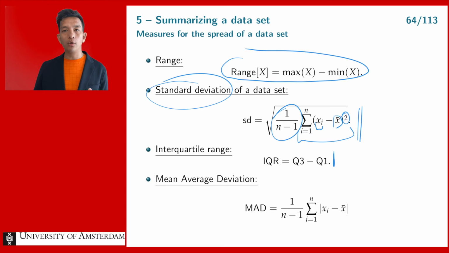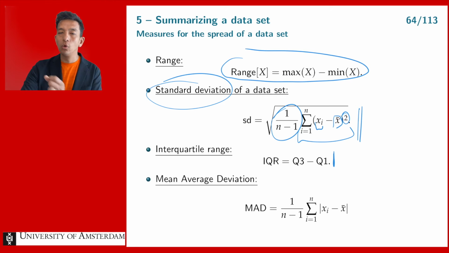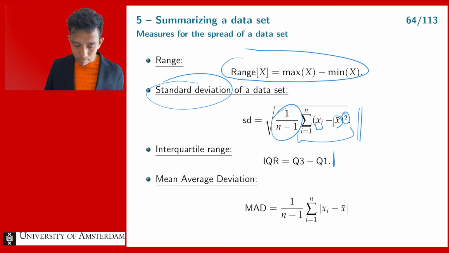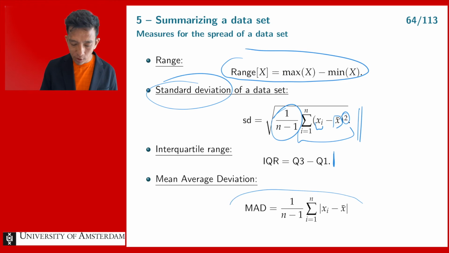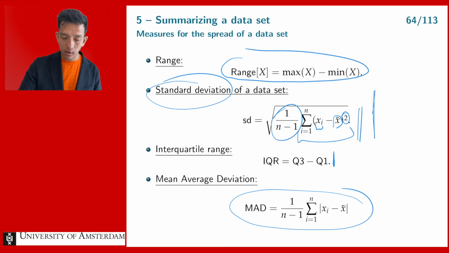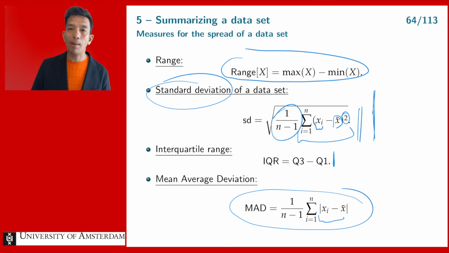The good thing about the interquartile range is that it is much more useful and intuitive for non-symmetric data, for skewed data, as we saw on the previous slide. Another less common measure for the spread of the data is the mean absolute deviation, which takes the same idea as the standard deviation. I measure deviations from my mean in a symmetric way, but instead of using a squared difference, I use here absolute values.